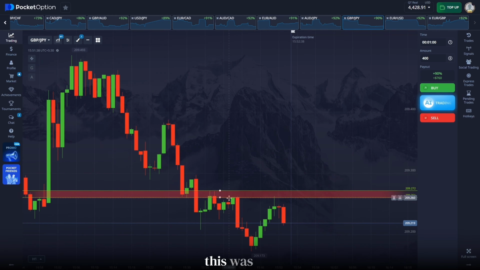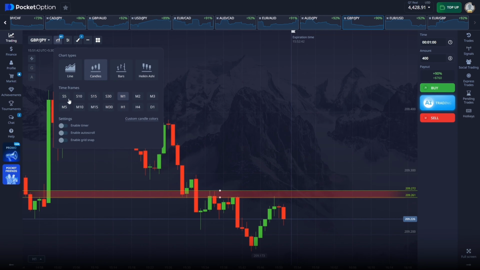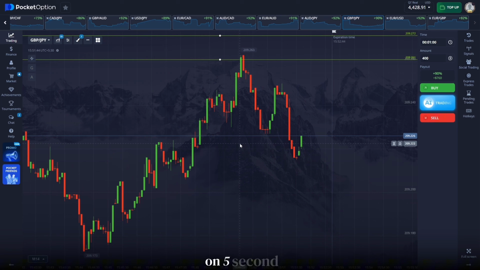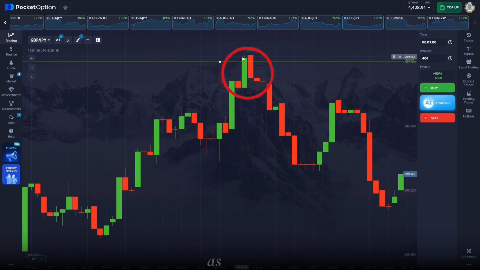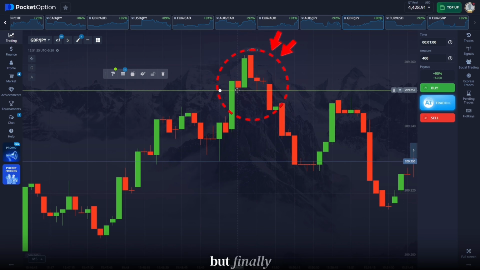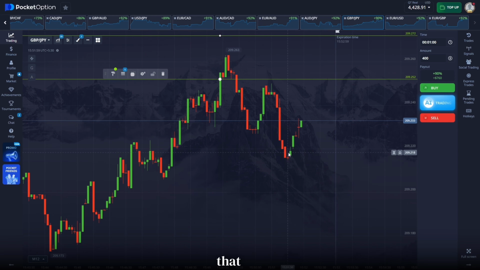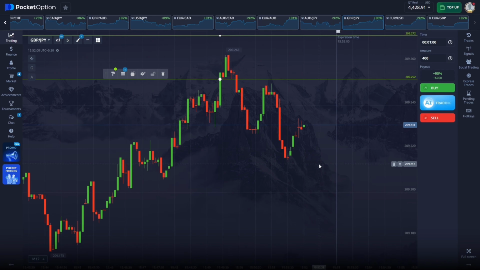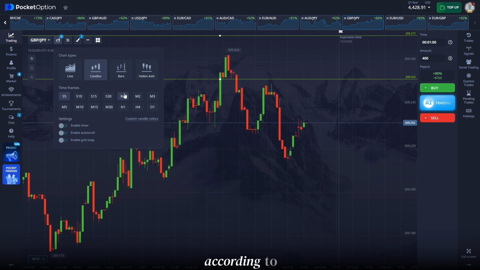In this case, this was the swing high, recent swing high. Price hit the resistance, closes inside, and on the 5-second chart, just focus here. As soon as price hit the resistance, it formed a reversal pattern. Then we have some rejection from this recent support. But finally, this candle gave a breakout. So I placed my trade here. And after that, the price is falling smoothly. It's not a steep fall, but it is falling according to the analysis.